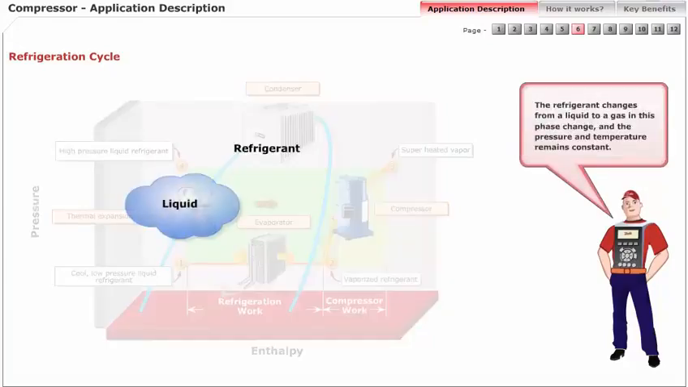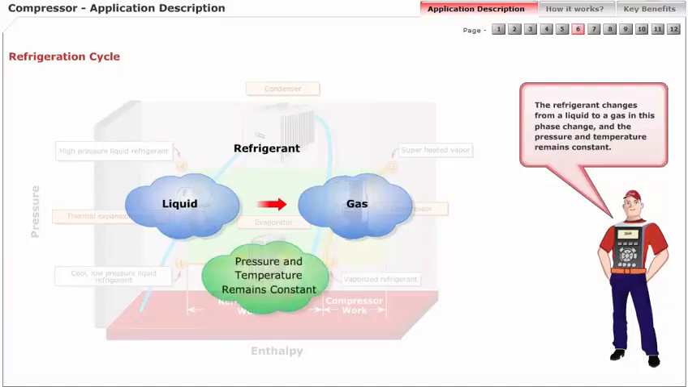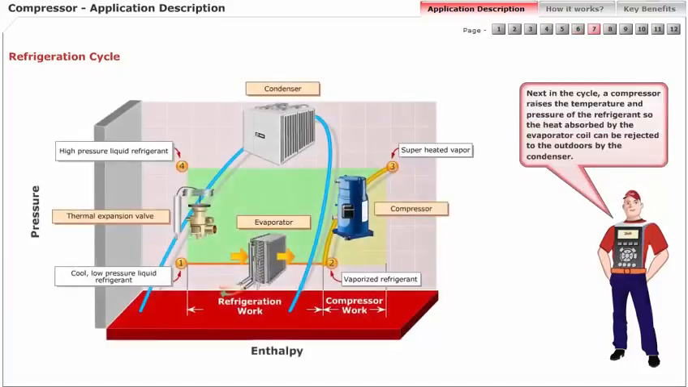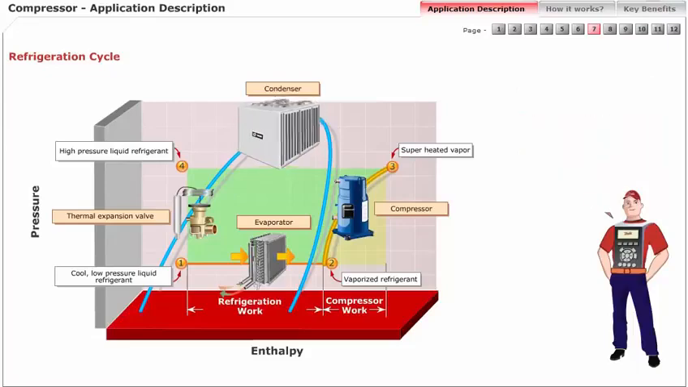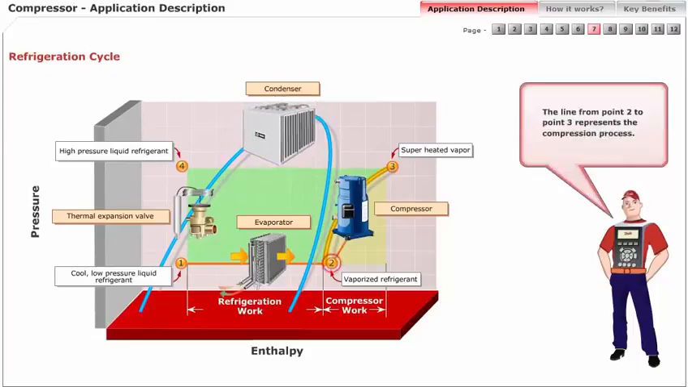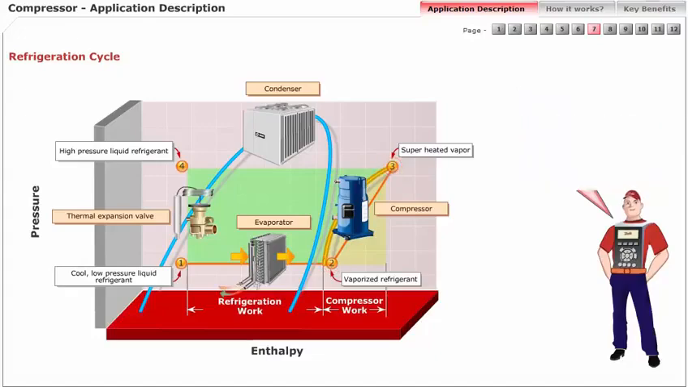The refrigerant changes from a liquid to a gas in this phase change, and the pressure and temperature remain constant. Next in the cycle, a compressor raises the temperature and pressure of the refrigerant, so the heat absorbed by the evaporator coil can be rejected to the outdoors by the condenser. The line from point 2 to point 3 represents the compression process.